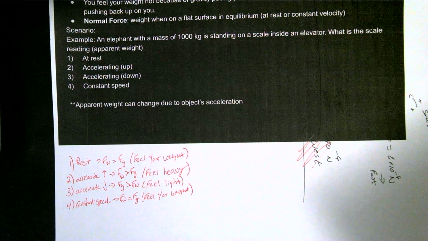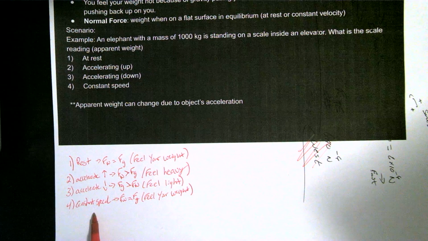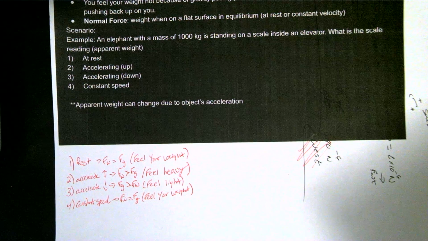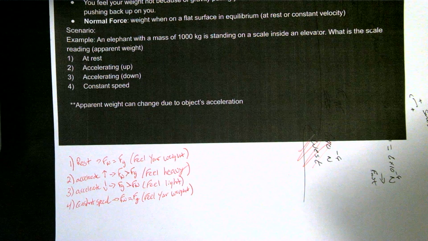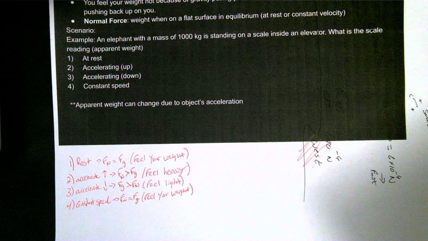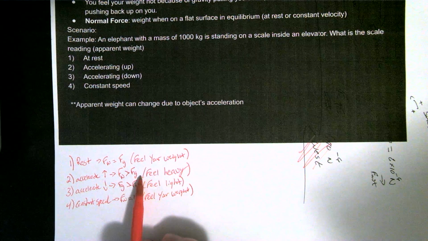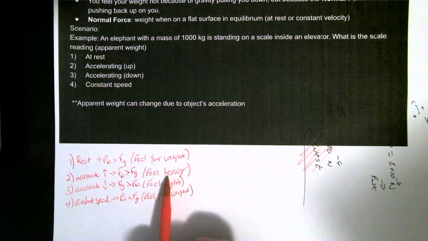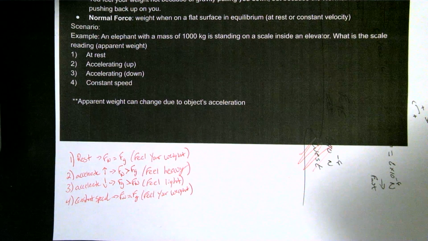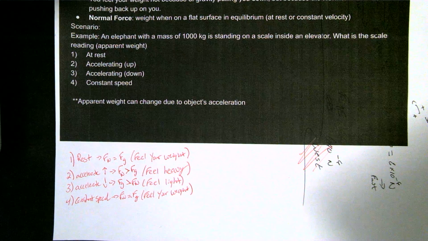So ladies and gentlemen, that is all we need to know with apparent weight, right? When you're at rest or at constant speed, we're at equilibrium, which means we feel our actual weight. When you're at rest or at constant speed, there is no acceleration. That's why we are at equilibrium. When you accelerate upwards, we experience a higher normal force than gravitational force, which will make you feel heavy. And when you're accelerating downward, the gravitational force will be greater than the normal force, which will make you feel lighter.